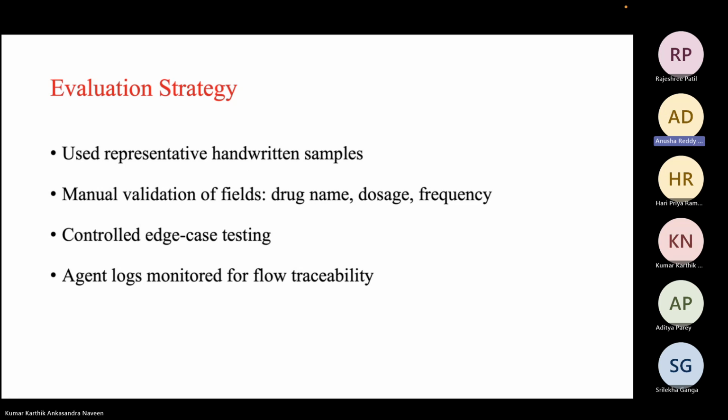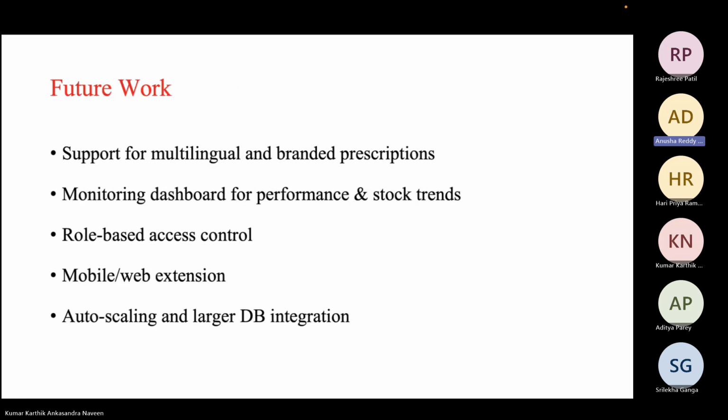We also ran control tests to see how the system handled difficult or unusual inputs like unclear writing or any missing data. Throughout this project, we used agent logs in LangGraph to trace the flow step by step. That helped us identify exactly where the system was failing and how to fix those parts. Overall, this strategy helped us improve the accuracy and the reliability at each and every stage. Next, Rajeshri will continue. Thank you.